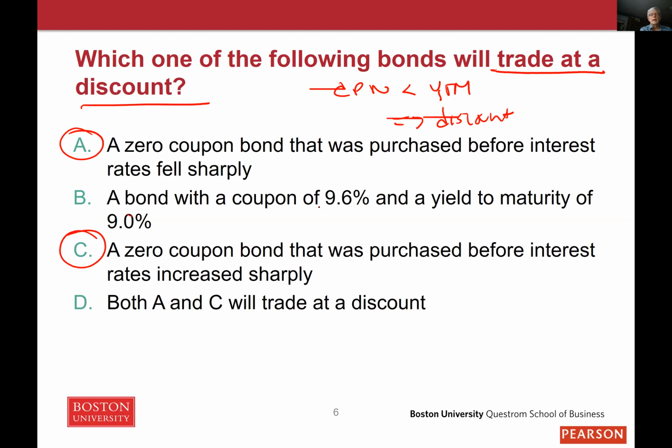For B, the coupon is higher than the yield to maturity, so it will trade at a premium. So the answer to this would have been both A and C.